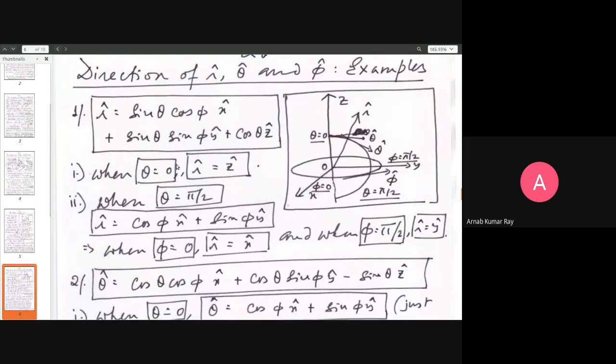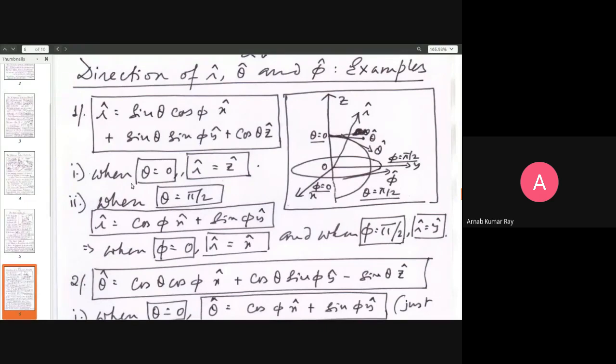Now let's see, when theta is equal to 0, sine theta will be 0. So regardless of the value of phi, it doesn't matter. Cos theta will be equal to 1. When theta is equal to 0, r cap will always be pointing along the vertical direction, z cap. When theta is equal to pi by 2, 90 degrees, you have come onto the equatorial plane, the base plane.